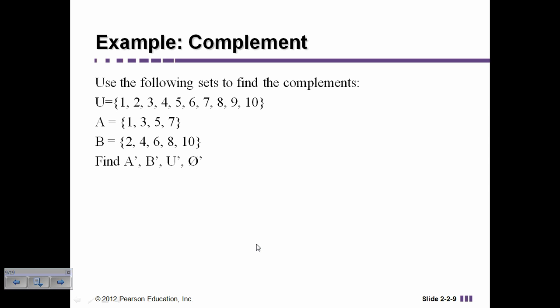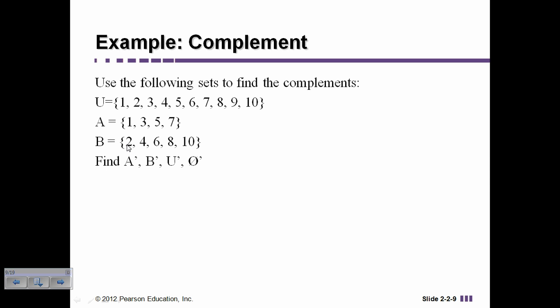So let's use the following information to find the complements. If U is the set of numbers 1, 2, 3, 4, 5, 6, 7, 8, 9, and 10, and A is the set of numbers 1, 3, 5, and 7, then if I wanted to find A prime, I would take the universal set and eliminate 1, 3, 5, and 7. Whatever I'm left over with, those are A prime. So if I eliminate 1, 3, 5, 7, I'm left with 2, 4, 6, 8, 9, and 10. Those would be A prime.